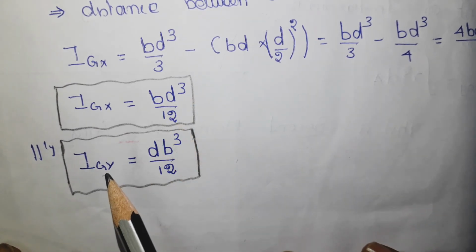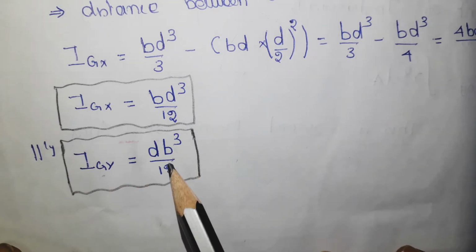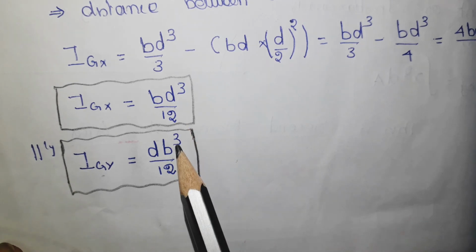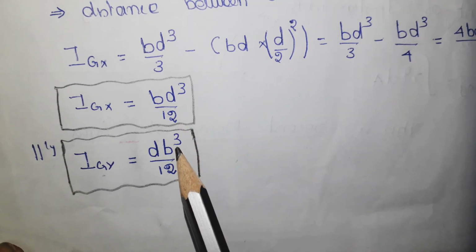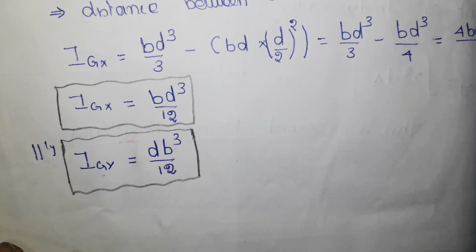Similarly, the moment of inertia with respect to the centroidal y-axis is d b cube by 12. These two are very important equations because if we know the moment of inertia about the centroidal axis, then we can find the moment of inertia about any parallel axis. You see, parallel axis, this is very important. So it is my advice to find the moment of inertia about the centroidal axis only, which is constant.